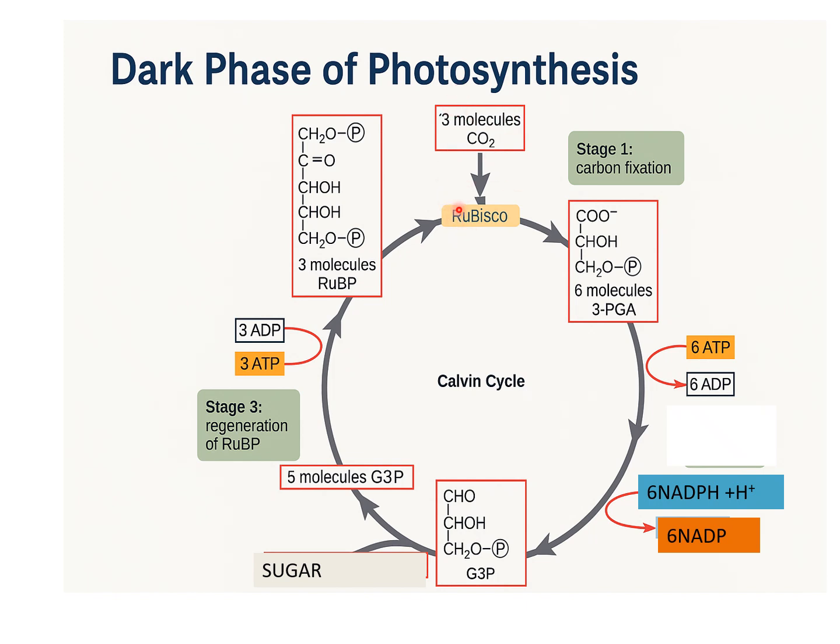CO2 is fixed by RuBisCO enzyme into RuBP, stage 1, forming 3-PGA. Then this 3-PGA is first phosphorylated using ATP and then reduced using NADPH into glyceraldehyde 3-phosphate. Part of the glyceraldehyde 3-phosphate goes into sucrose formation. Rest of the molecules are utilized to regenerate RuBP back so that this dark phase can continuously occur.